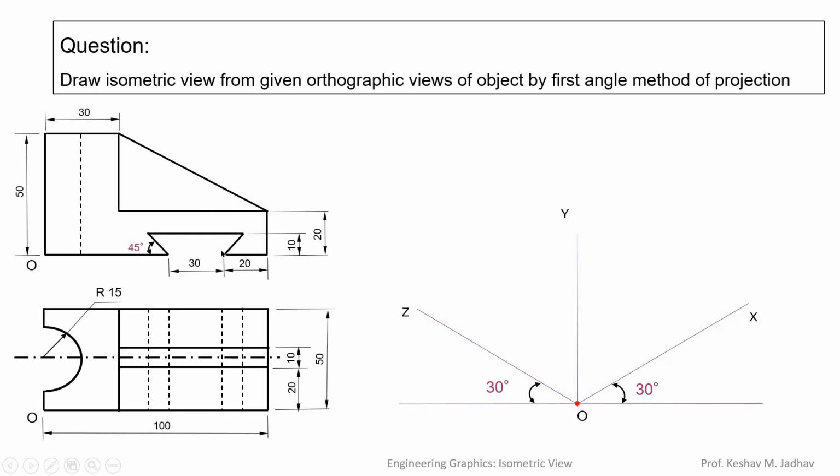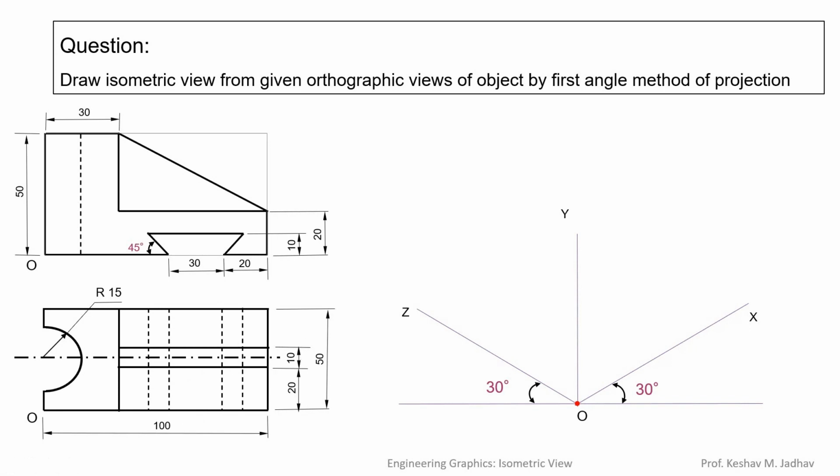Before drawing isometric view, we have to draw the isometric box. The isometric box is not the final object, it is just the boundary of the isometric view. To draw the isometric box, we have to check the maximum height and length in the front view and in the top view. We can see here for the front view, maximum height is 50 and maximum length is 100. So the front view rectangle will be 50 by 100. And in the top view, this length is 100 and this width is 50, so the top view rectangle is 100 by 50.